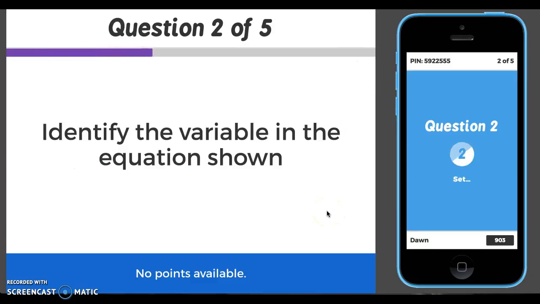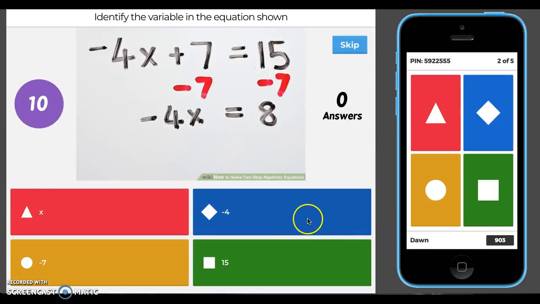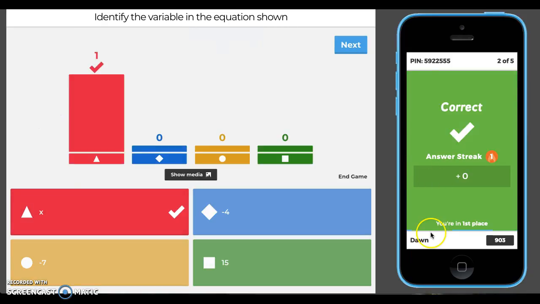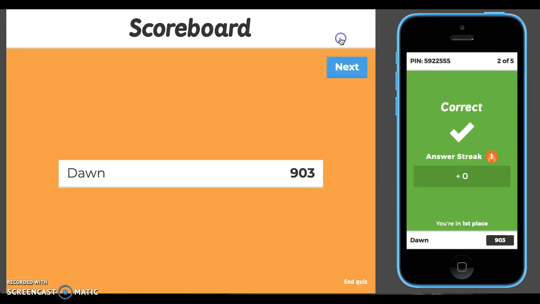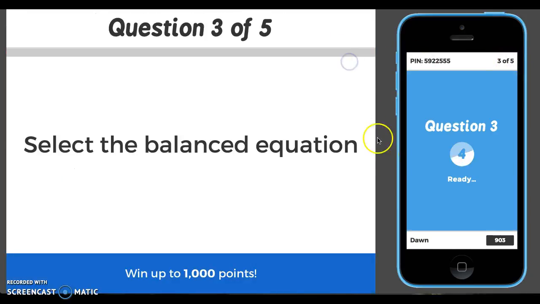Now we're going to identify the variable in the equation shown. This one just 10 seconds right here. There were no points awarded for this question, so you'll see that the points awarded for that question are 0. We are on our second of 5, and here we go.